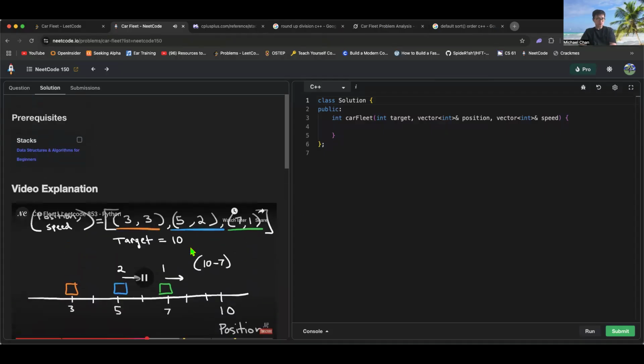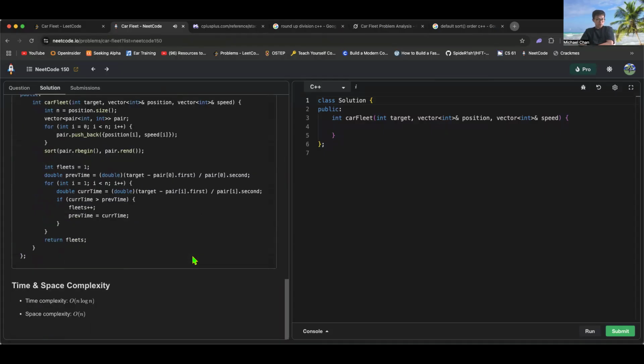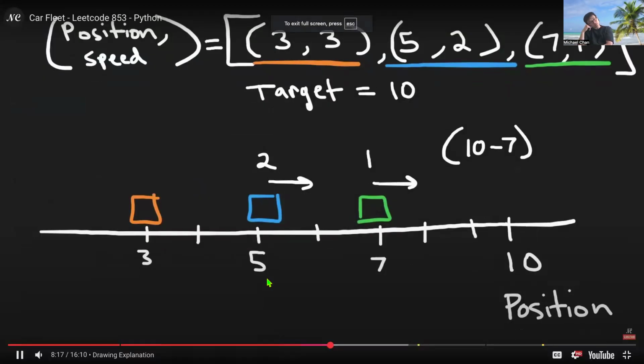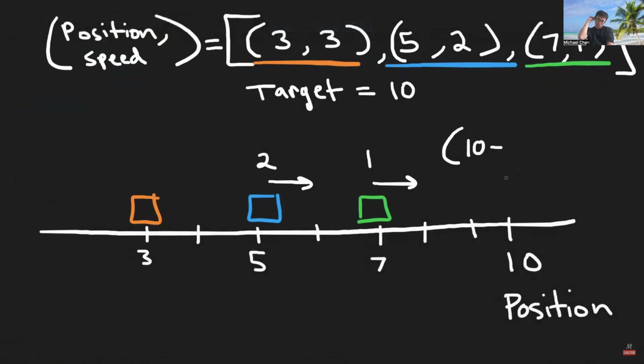minus 7, right? That's the distance that we would travel, 3 units of distance, and divide that by the speed, in this case, 1. So this is going to reach the destination at time equals 3. We can do the same thing for this one. So 10 minus 5 divided by 2, that's going to be 2.5. So this is going to reach the destination at time 2.5.